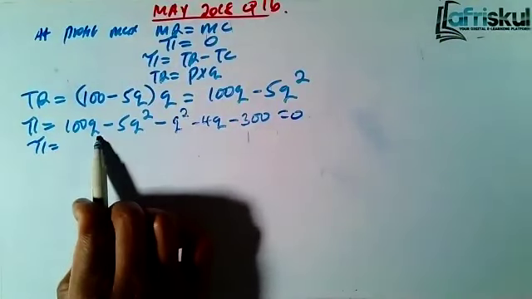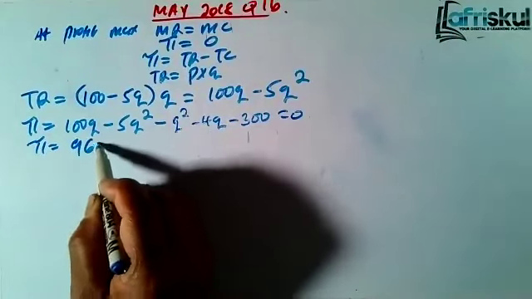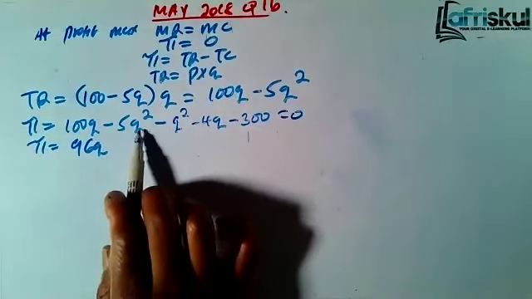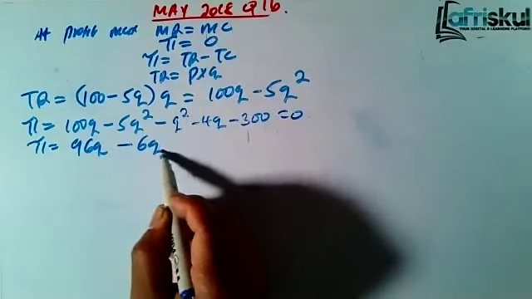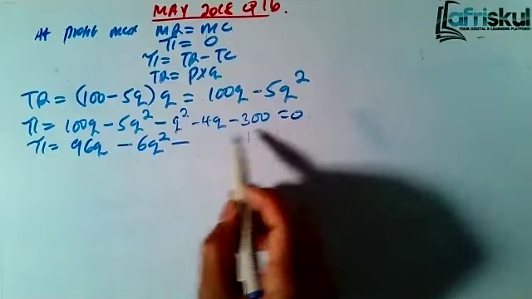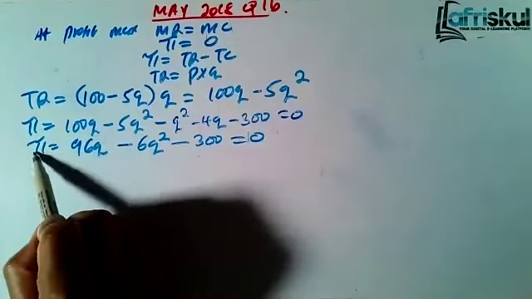So 100Q minus 4Q, you get 96Q. Minus 5Q squared minus Q squared, you get minus 6Q squared. And then minus 300 is equal to 0. Now that's the profit function.